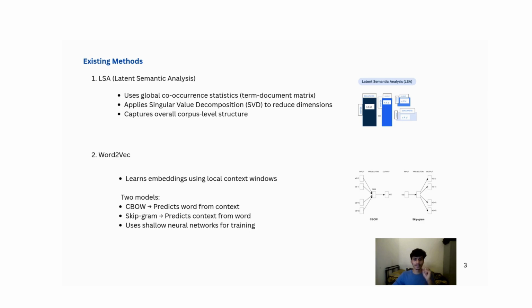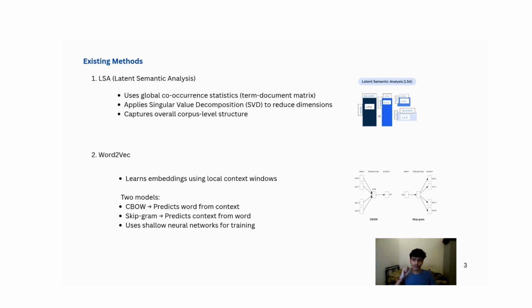In NLP, the central problem is how do we represent the meaning of words in a continuous vector space? A good word representation should satisfy multiple conditions. First, it should capture semantic similarity. Words like car and vehicles should be close in vector space. Second, it should preserve relationships. For example, king minus man plus woman should result in a queen, right?